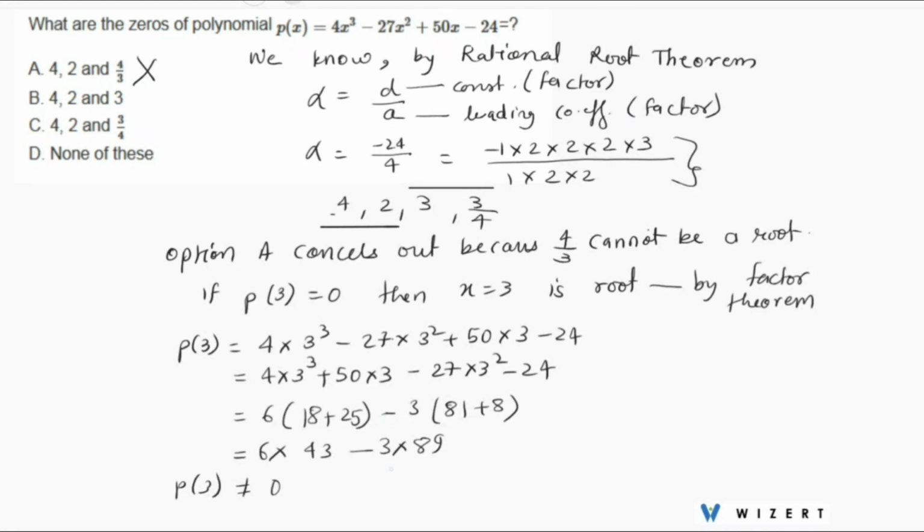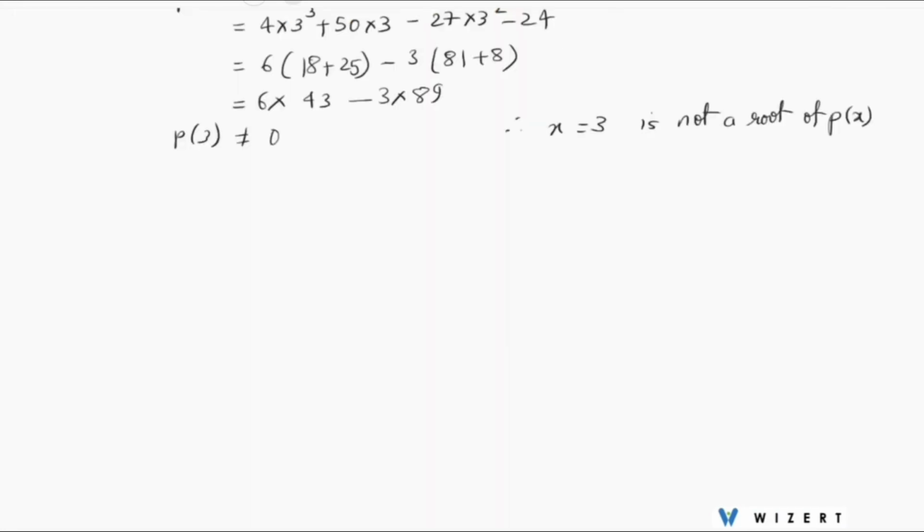P of 3 is not equal to 0. Therefore, x equal to 3 is not a root of p of x. So B is also not the option. So let's check if 4, 2 and 3 by 4 are the roots.